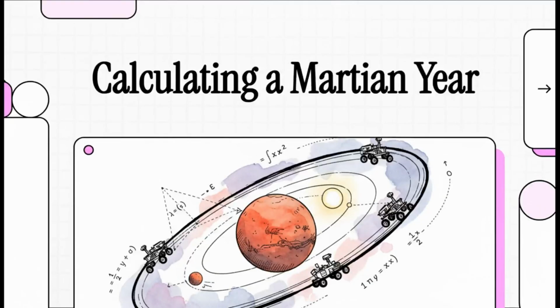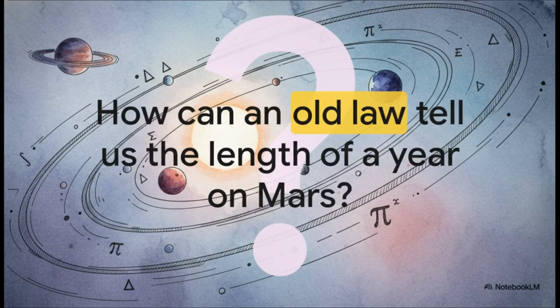Hello. In this lecture, we're going to venture into the fascinating realm of celestial mechanics. My goal here is to show you how a fundamental law, figured out centuries ago, actually provides the mathematical architecture for our entire solar system. You'll see that with one single elegant principle, we can calculate the precise length of a year on our neighboring world, Mars. So, this is the central question I want us to tackle.